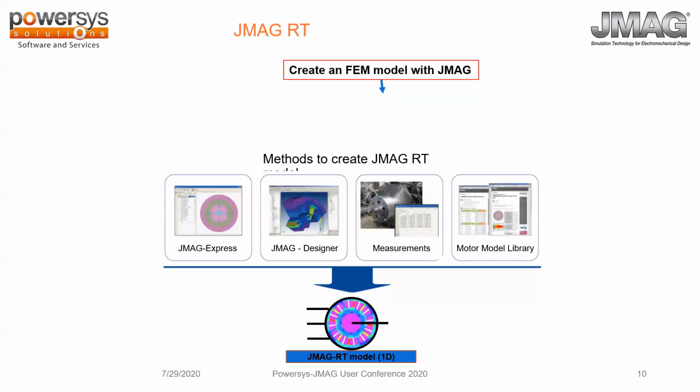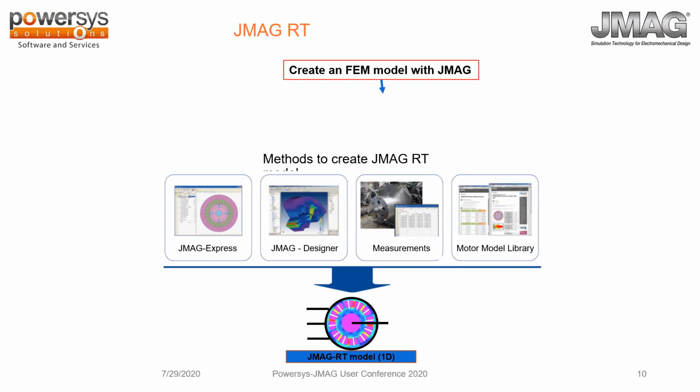Now, how do we create this RT model? Basically, as I said, it is generated from an FEA model. There are different ways of generating this model. We have tools which have different methods of creating this Jmag Rt.